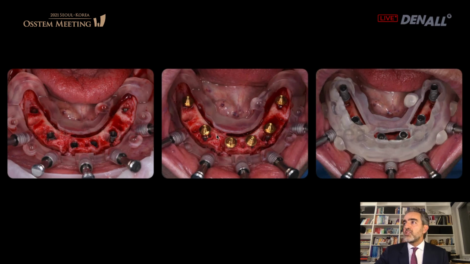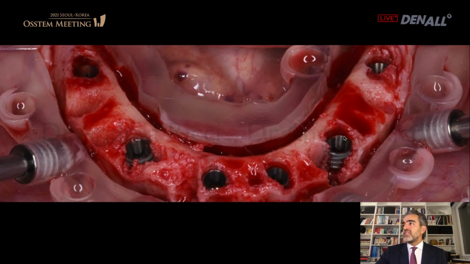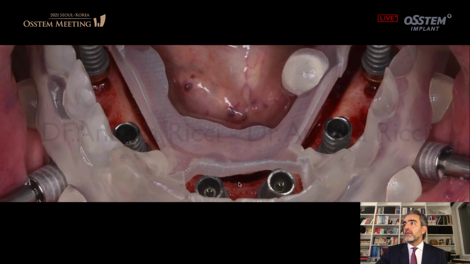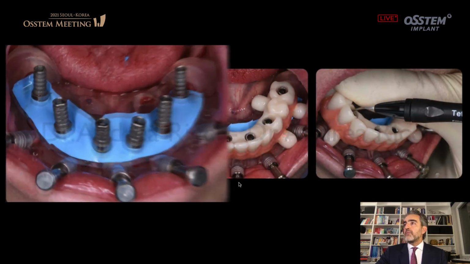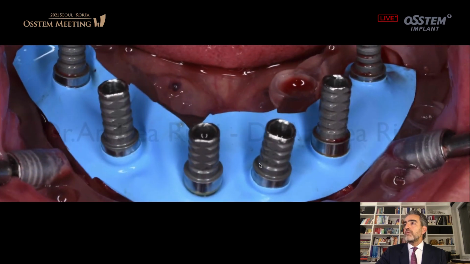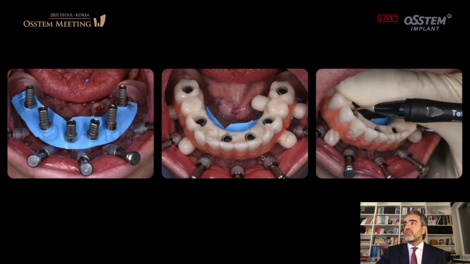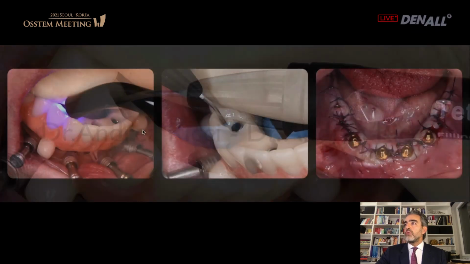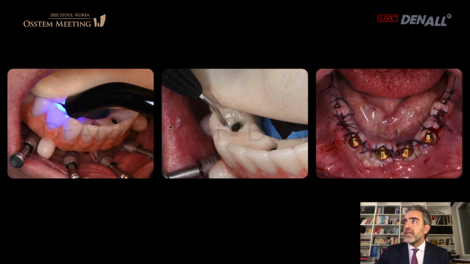In this case I used all the implants, the 6 implants that I placed. Here you see some of them were subcrestal, some of them were a little bit exposed, but then with the flap, we deliver the conic abutment. Verification, realigning the provisional, protecting the flap with rubber dam, and utilizing composite in order to block the temporary cylinder in the provisional.